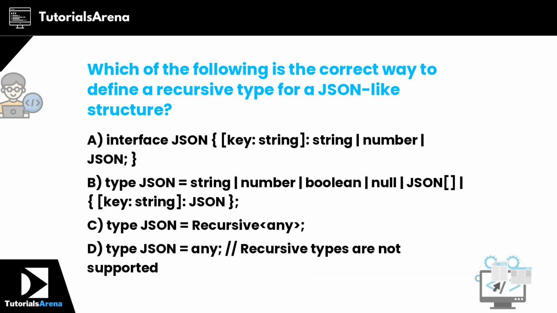Which of the following is the correct way to define a recursive type for a JSON-like structure? The correct answer is option D, type JSON = any, // recursive types are not supported.